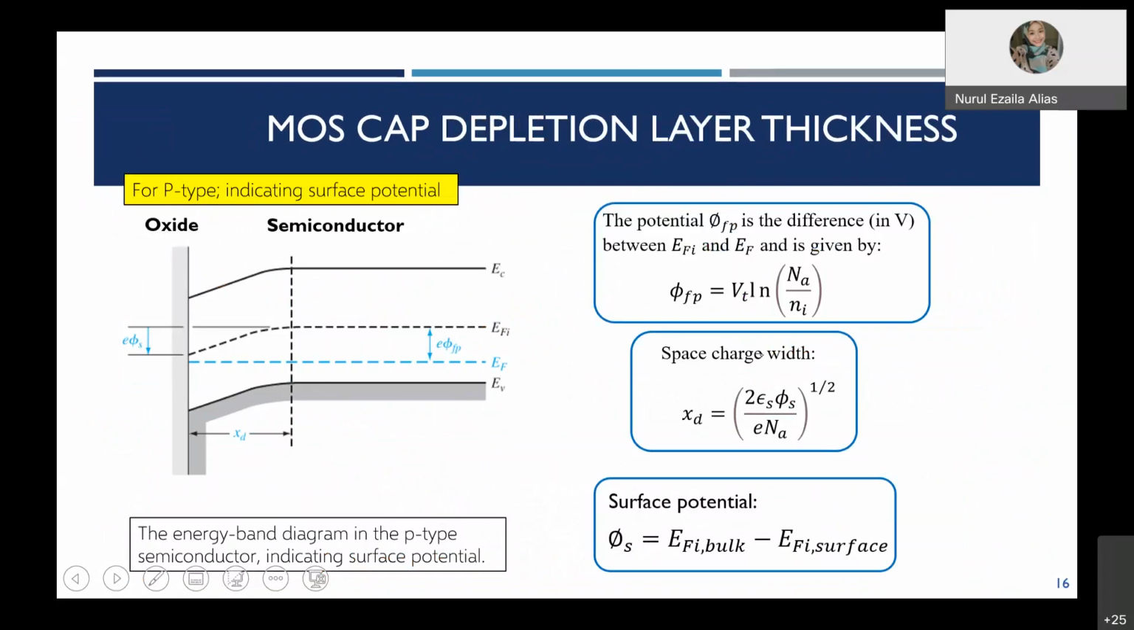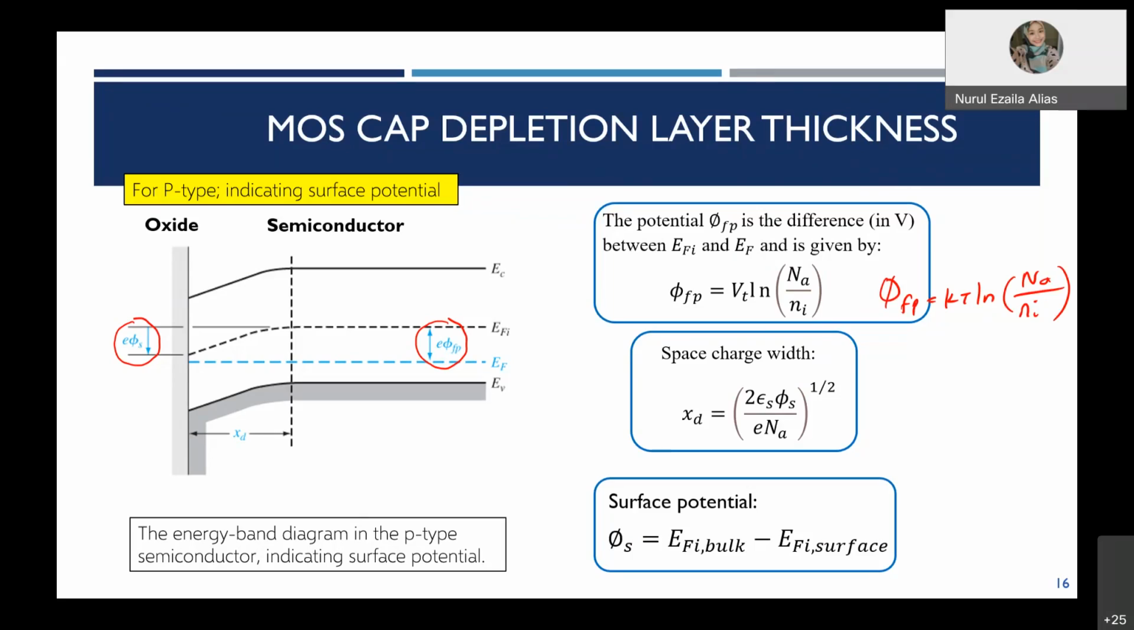Due to this bending, from the energy band diagram you have the work function phi s for the semiconductor, and the work function phi fp for the Fermi level of the p-type. The potential phi fp is the same as you learned in the previous lecture: phi fp equals Vt ln Na over Ni. Since this is for the p-type, we use Na, the acceptor concentration. Vt is kT. The Ni depends on the type of semiconductor; if it is silicon, then you take the silicon value.